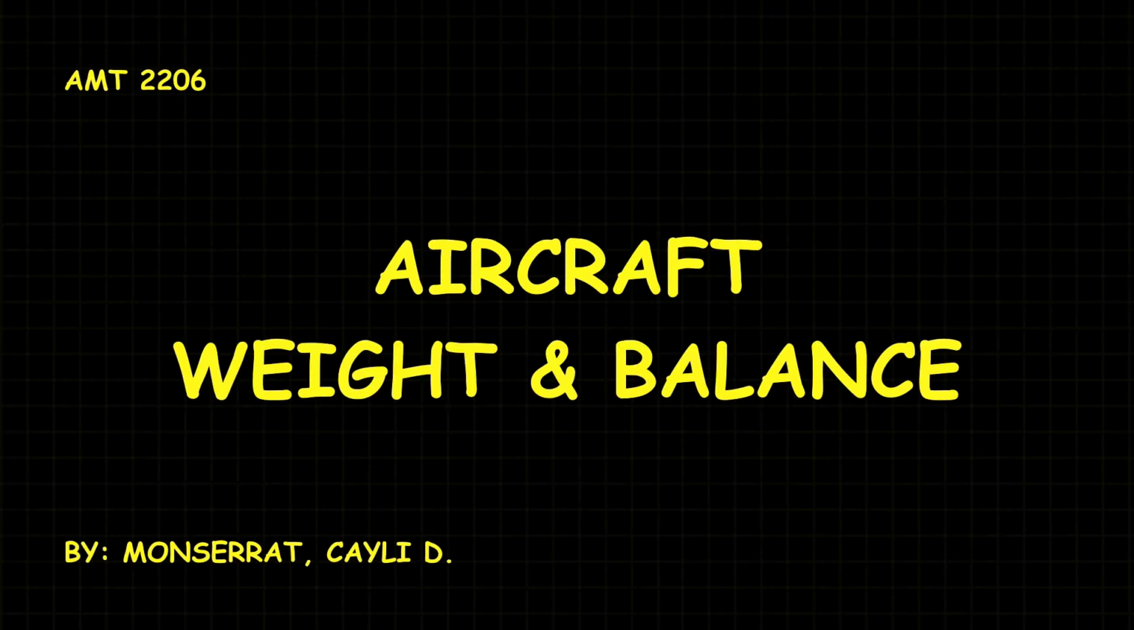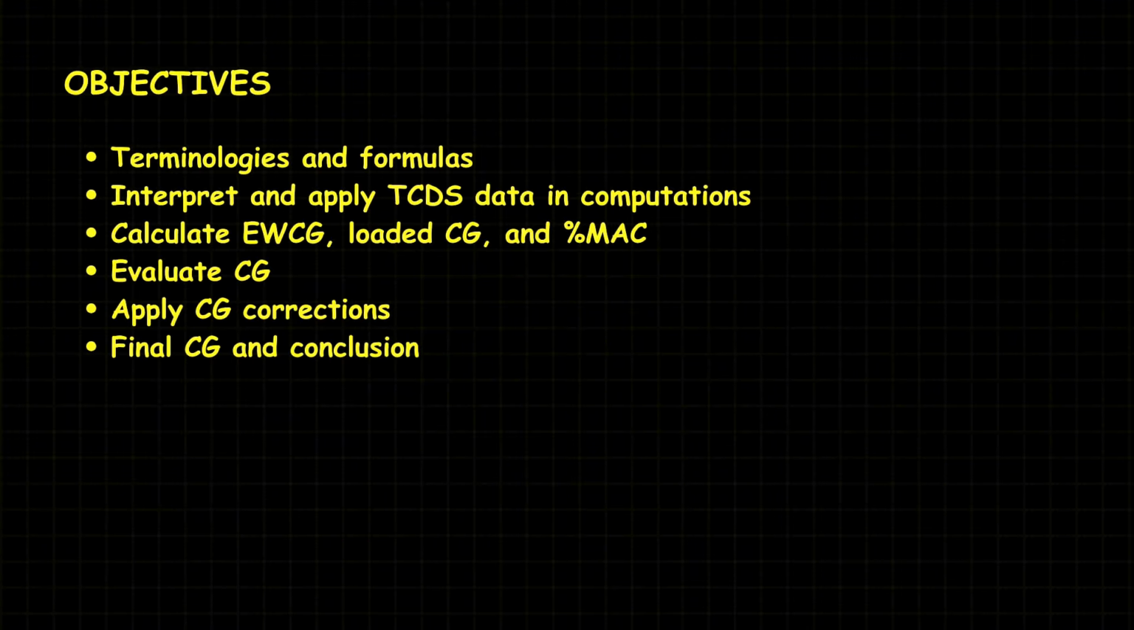Aircraft Weight and Balance. We will explore the technical fundamentals and walk through a practical problem-solving scenario. Our goals for this session are to define key terminologies and formulas, interpret and apply Type Certificate Datasheet or TCDS information, calculate empty weight center of gravity or EWCG, loaded CG and percent MAC, evaluate whether an aircraft is within the safety limits and apply necessary CG corrections.